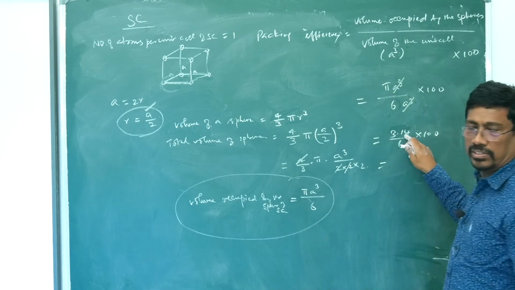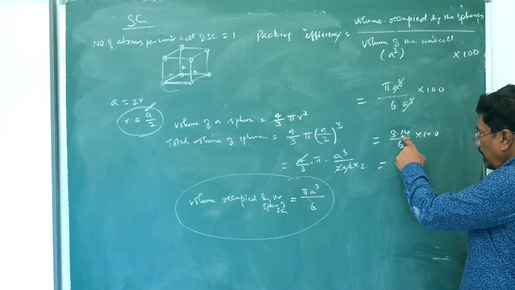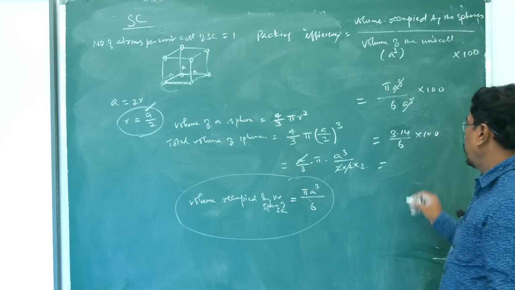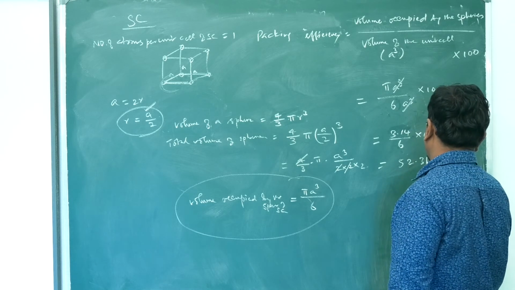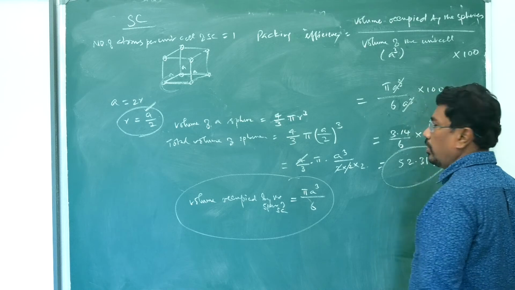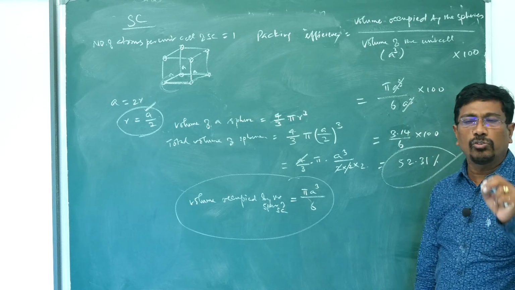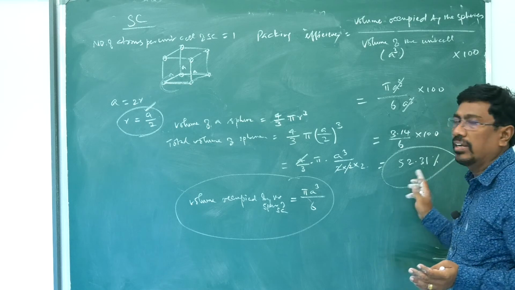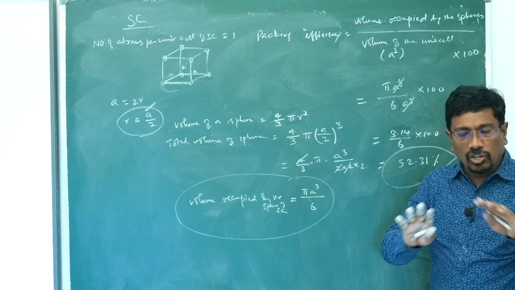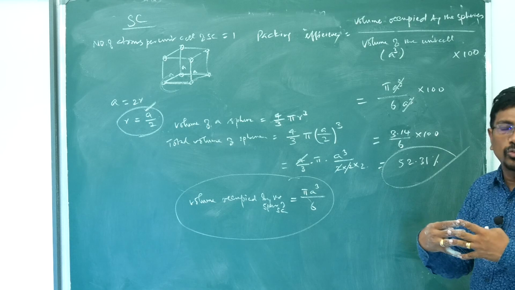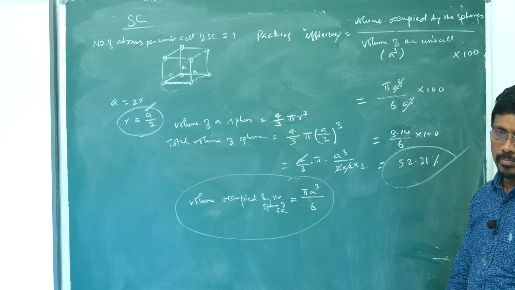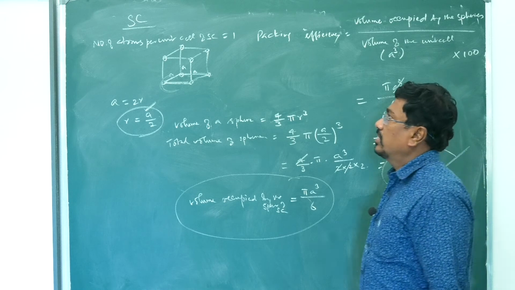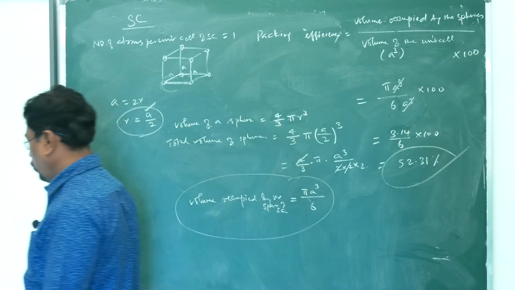Approximately 50%, but it is still somewhat higher. The percentage is found to be 52.31%. In a simple cube, only 52.31% is occupied by the spheres. The remaining 47.69% is unoccupied. So the packing is not so tight. That is the meaning. All right. So that is about packing efficiency in a simple cubic unit cell.